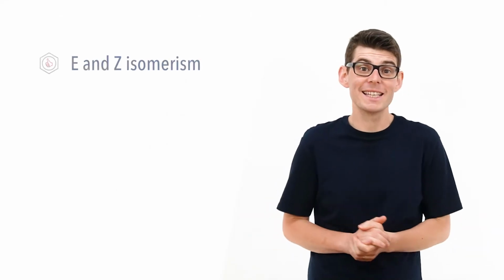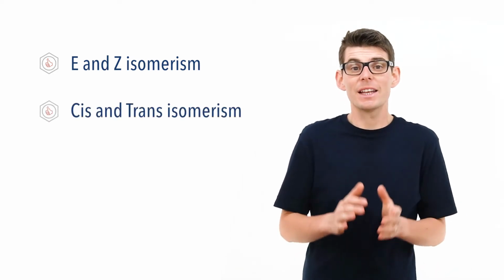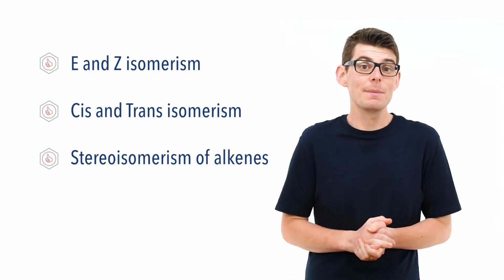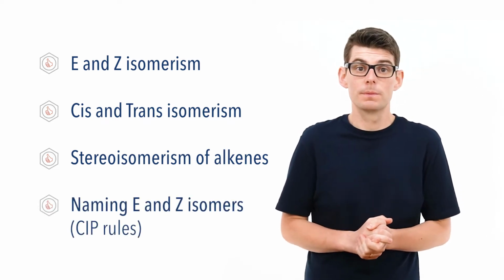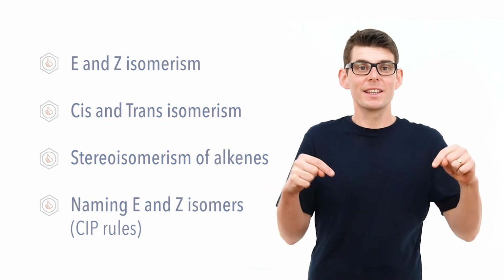In this video, we're going to look at E and Z and Cis and Trans isomerism. We're going to talk about what E and Z isomerism is, what Cis and Trans isomerism is, and why alkenes can have stereoisomers. And we're going to look at the naming of E and Z isomers using CIP Priority Rules. Alkenes and their reactions have been covered in separate videos. Check the links in the description below.